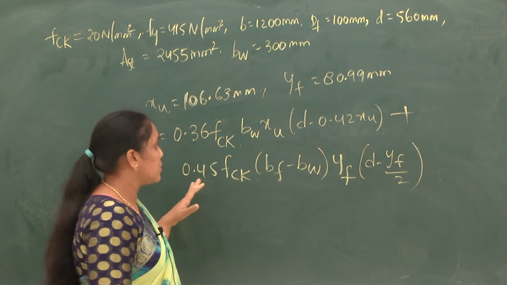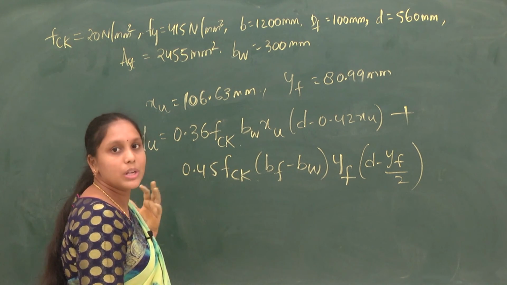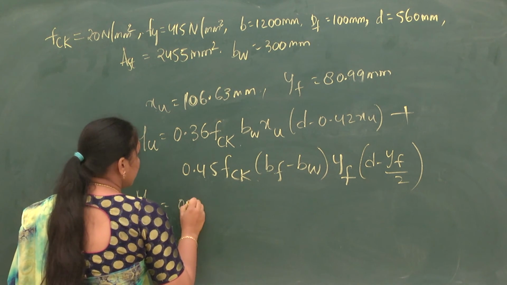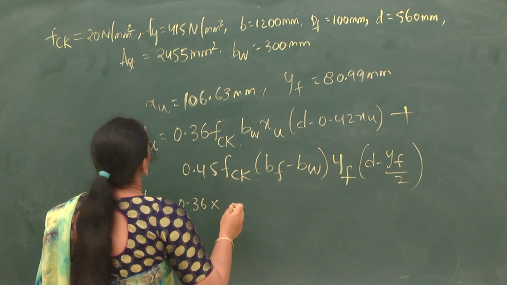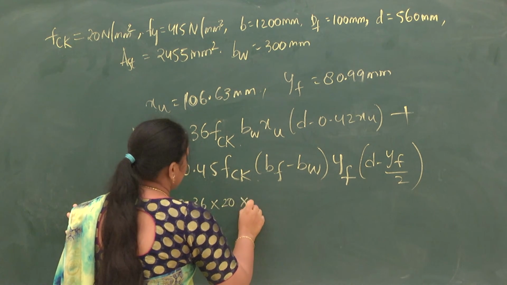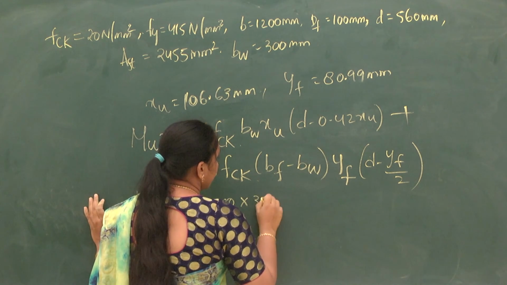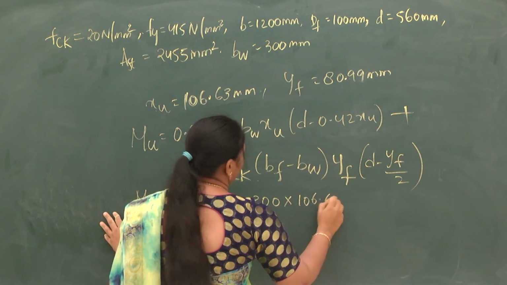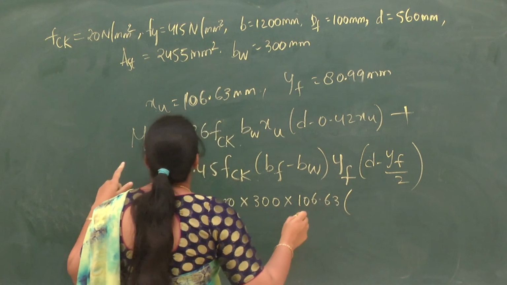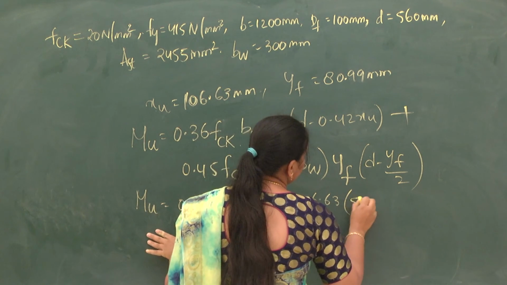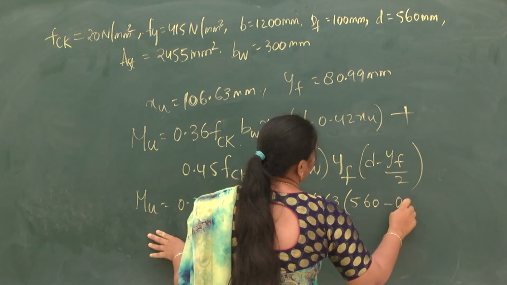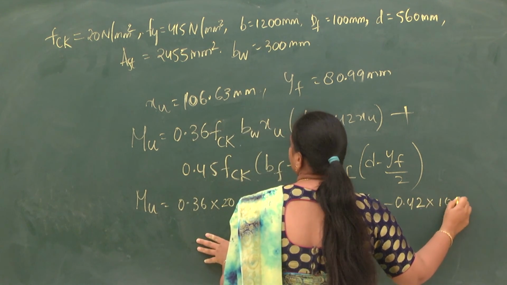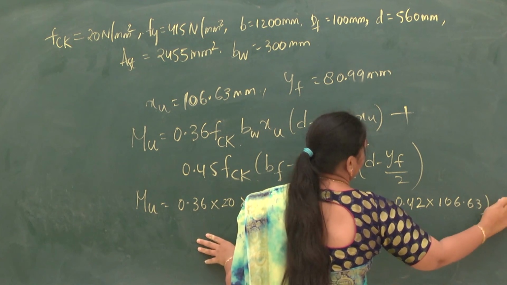Substitute all the values we know in this particular equation so that we will get the moment of resistance. That is Mu is equal to 0.36 into fck. What is fck here? It is 20 into bw. What is bw? It is 300 into xu. What is the value of xu? It is 106.63 mm into d. What is d here? d here is 560 minus 0.42 into xu. What is the value of xu? It is 106.63.